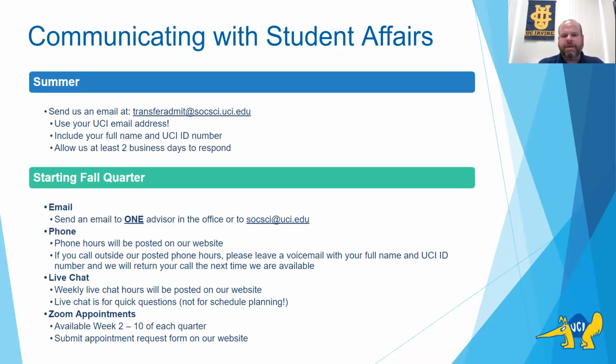And then also we have a general email address, which is socsci@uci.edu, and you can also use that email address as well for general questions. And then we'll have phone hours as well, and those are going to be posted on our website. So if you want to call our office for some general questions as well, we'll have those hours posted, and that way you can talk to someone over the phone. If you happen to call when we're not available, definitely leave a voicemail and give us your full name, your UCI ID number, callback number, and we'll definitely return your phone call the next time that we're available.